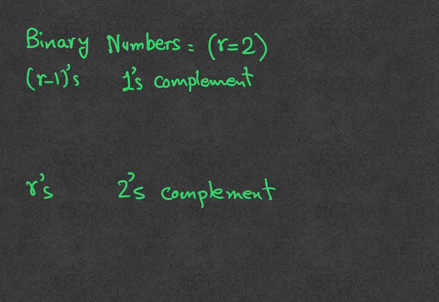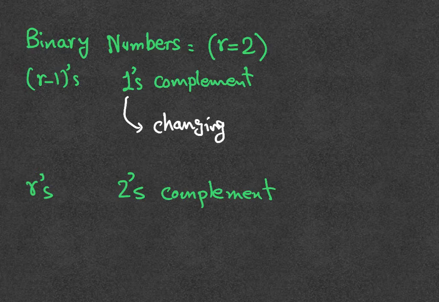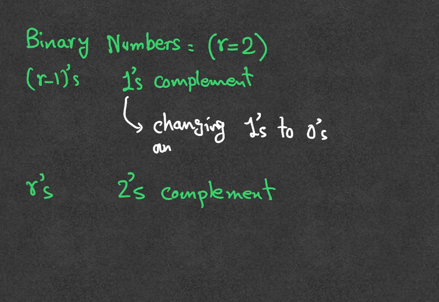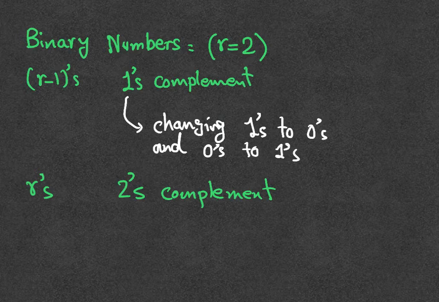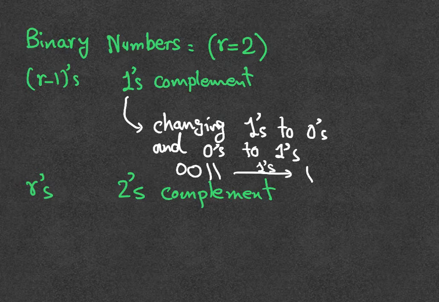As you know, in a binary number, the digits are only 1s and 0s. So for 1's complement, you just change 1s to 0s and 0s to 1s. Just flip each of these digits in a binary number. For example, if you have 0, 0, 1, 1, the 1's complement is just 1, 1, 0, 0. That's it. You just flip the bits. So it's going to give you the 1's complement.